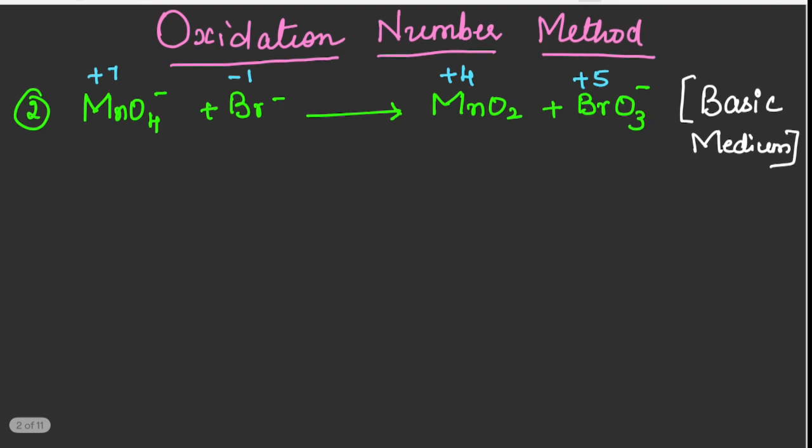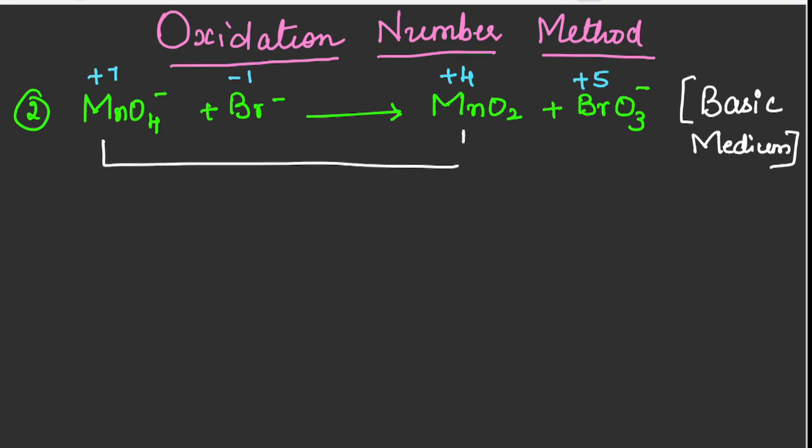Now the second step is to compare and find which element is undergoing oxidation and which element undergoes reduction. So compare Mn with this Mn. The oxidation state is changing from plus 7 to plus 4. That is, there is a decrease in the oxidation state. If there is a decrease in the oxidation state, it is called reduction. So here Mn is undergoing reduction.